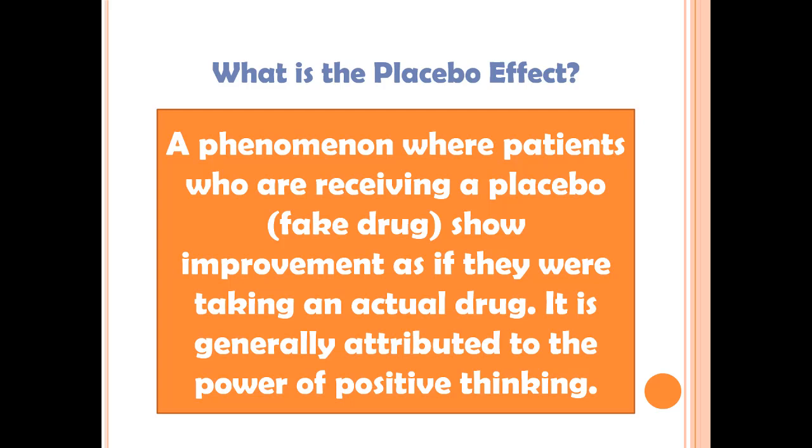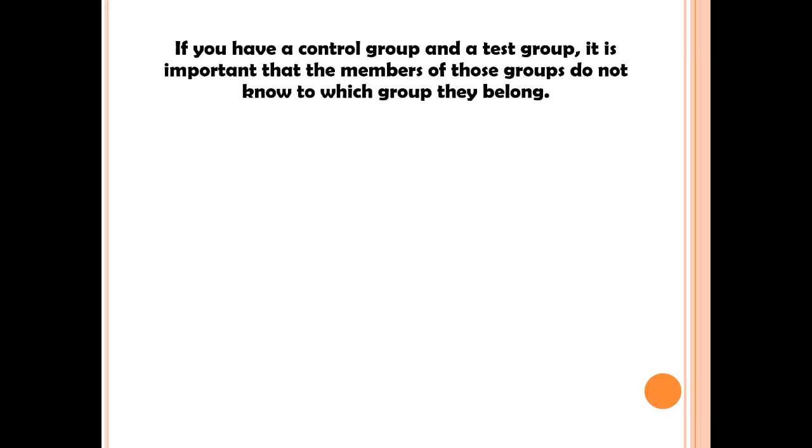So when you're doing a statistical study, you're trying to show that there's a significant difference between taking a sugar pill and taking this treatment. Because if there's not, the side effects aren't worth it. Okay. So if you have a control group and a test group, it is important that the members of those groups don't know to which group they belong. Why do we want to keep them in the dark? Why don't we want to let them know what group they're in?